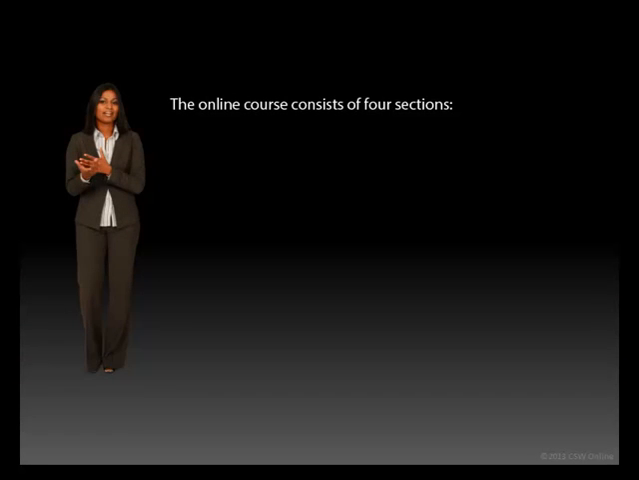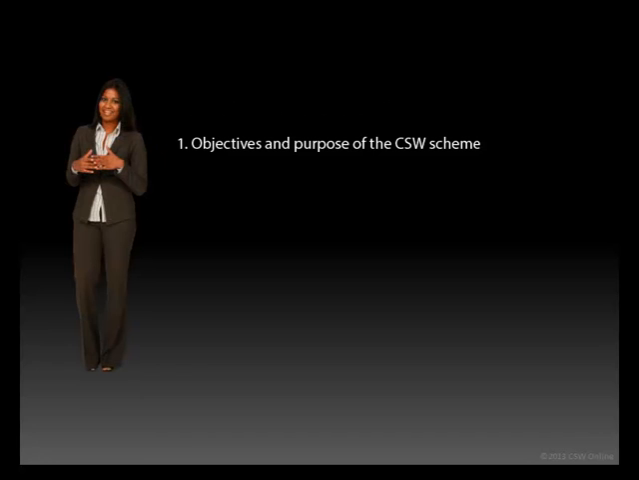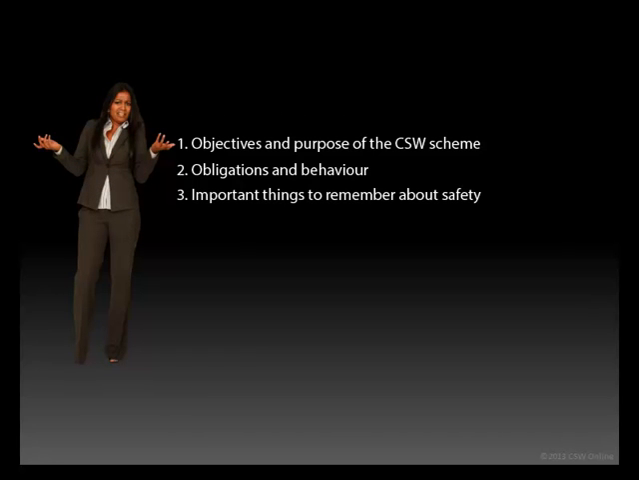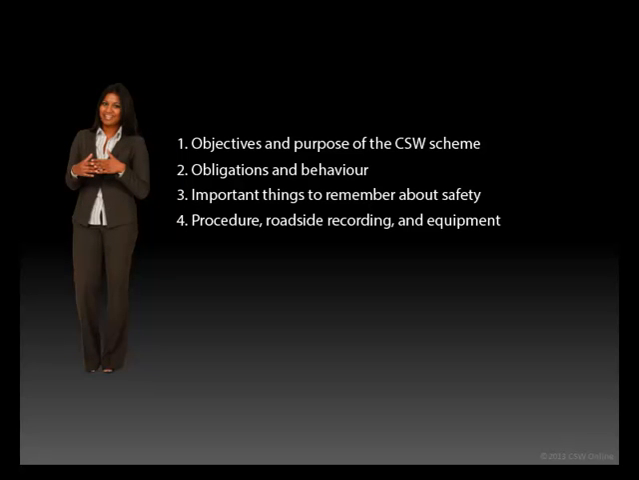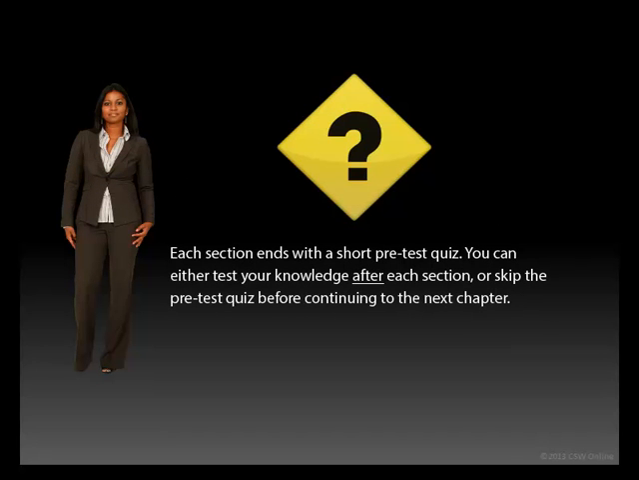The online course consists of 4 sections. 1. Objectives and purpose of the CSW scheme. 2. Obligations and behavior. 3. Important things to remember about safety. And 4. Procedure, roadside recording, and equipment. Each section ends with a short pre-test quiz.